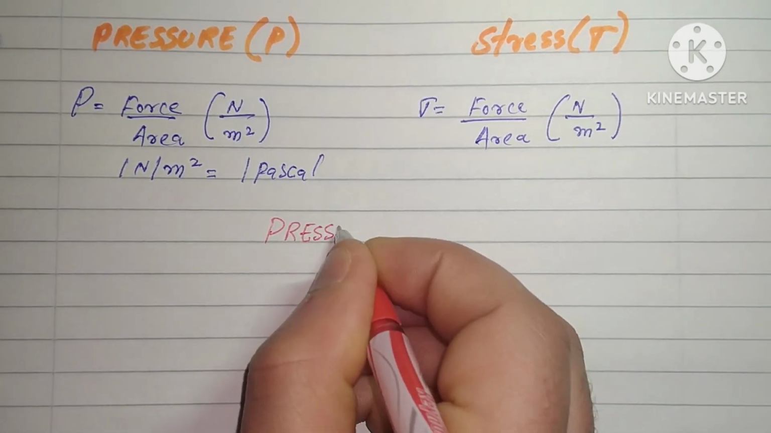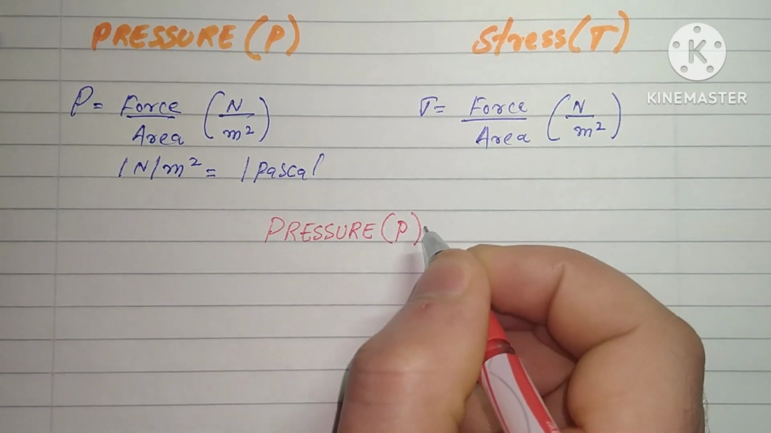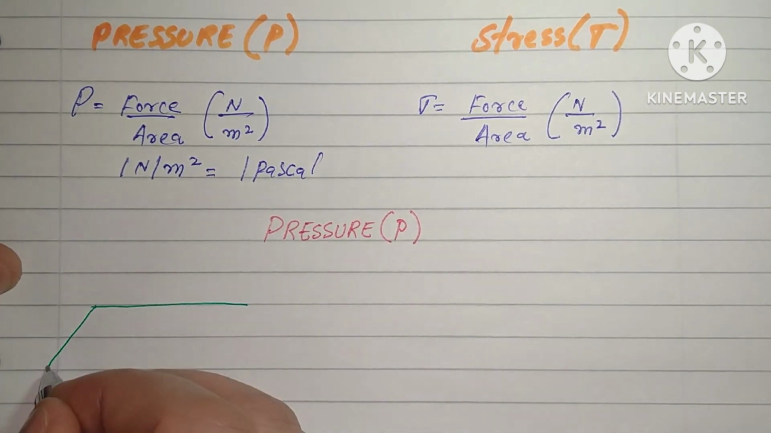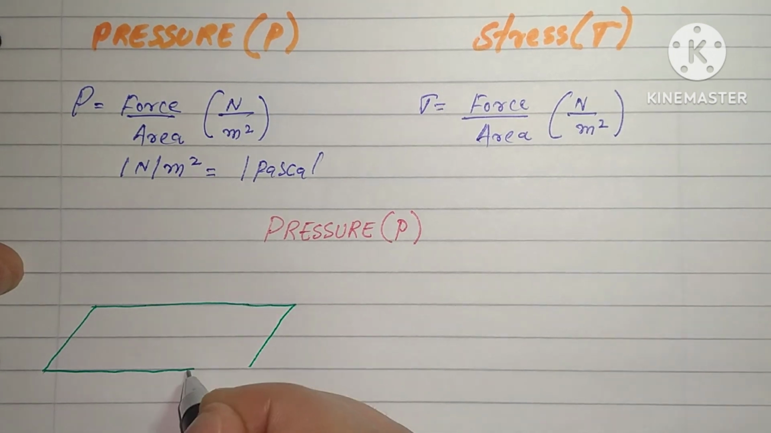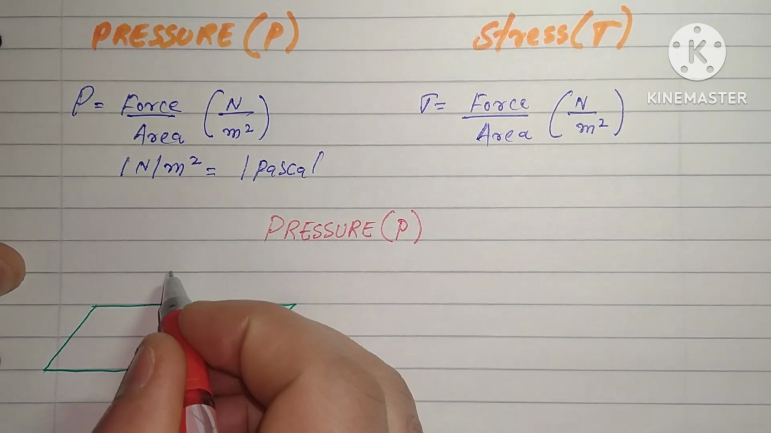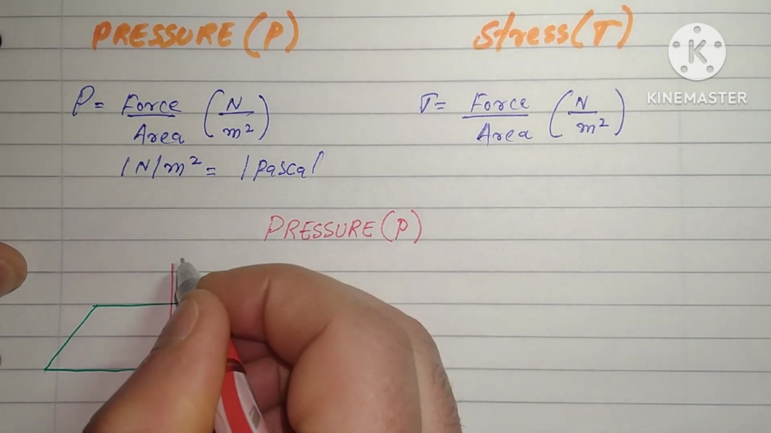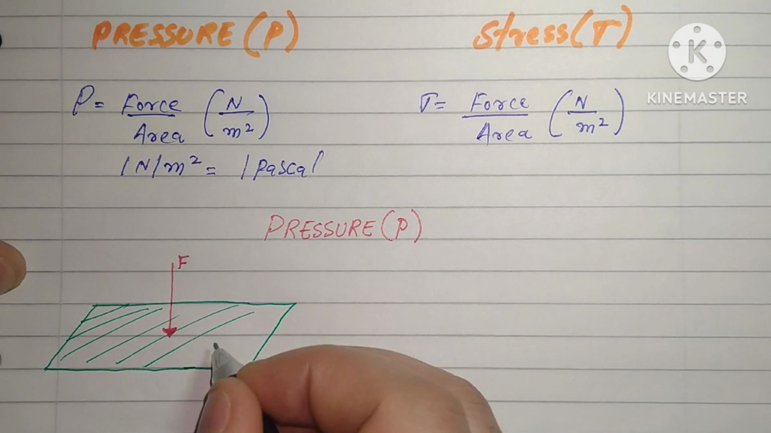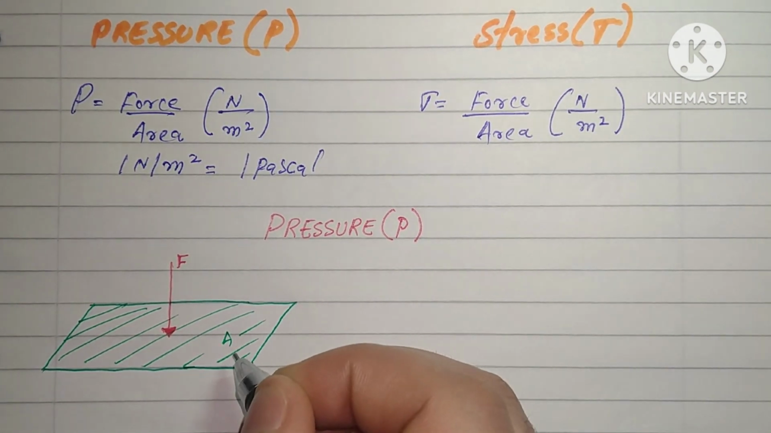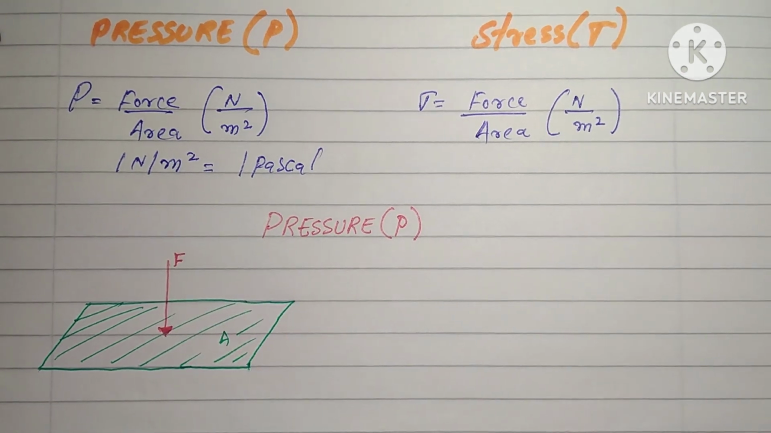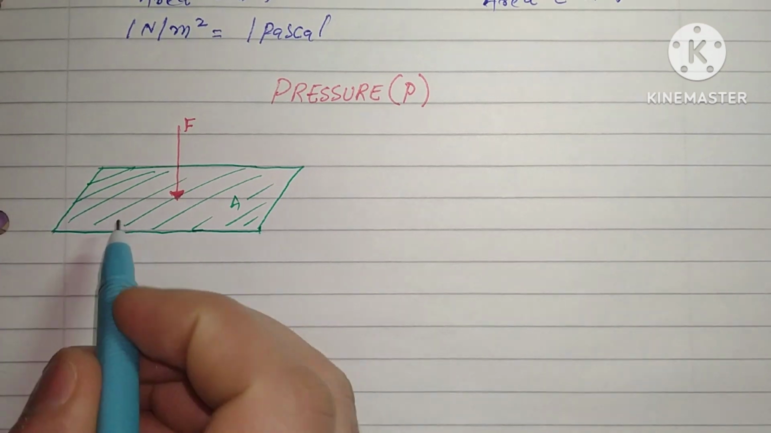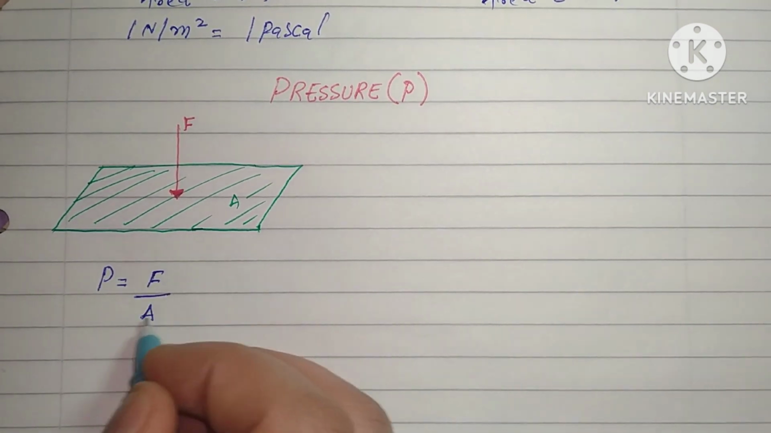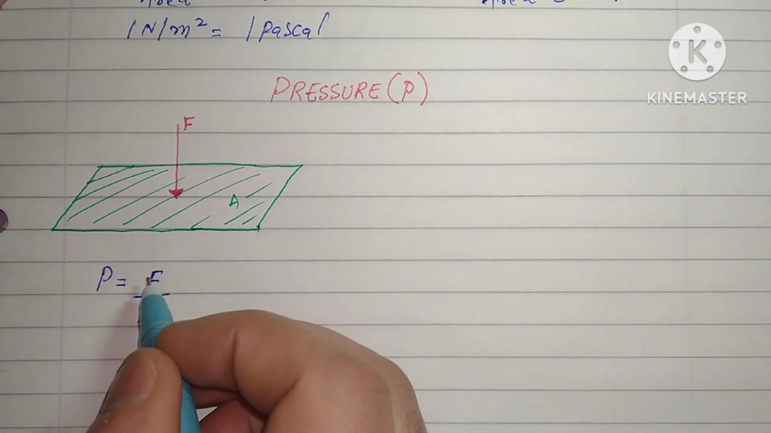Pressure. Suppose there is a surface and this is the force acting on it, suppose F, and its area is A. Here pressure is equal to the force acting on the surface divided by area. That will be the formula for pressure.